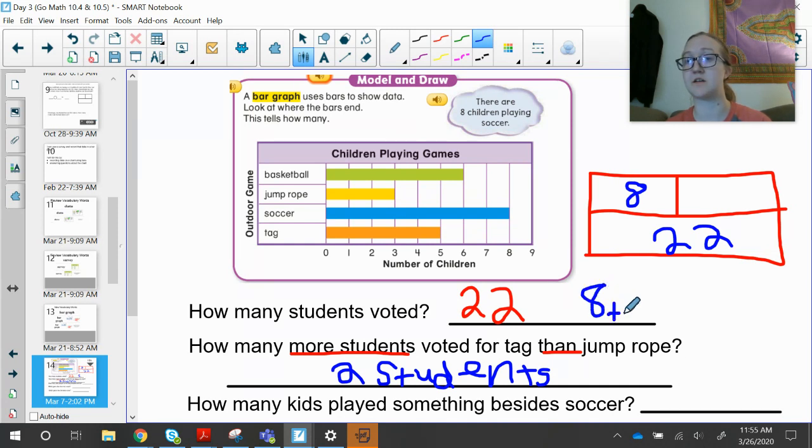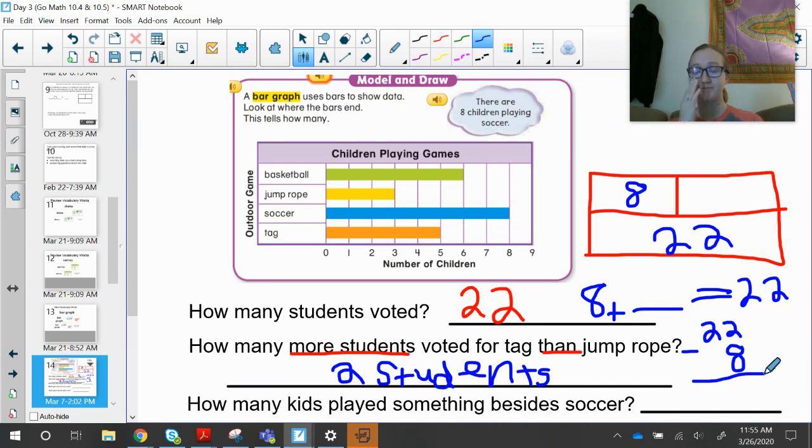plus what equals 22. I can also, with my math facts, because math facts are equivalent, I can go 22 take away 8 equals the number that I want. So if I do one of my strategies, I can either punch down or I can use a number line. So I am going to punch down.